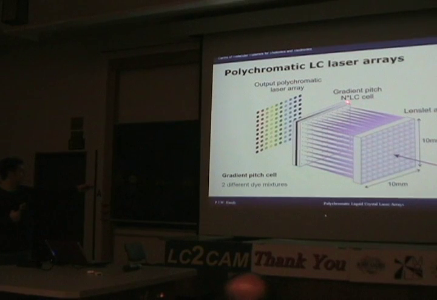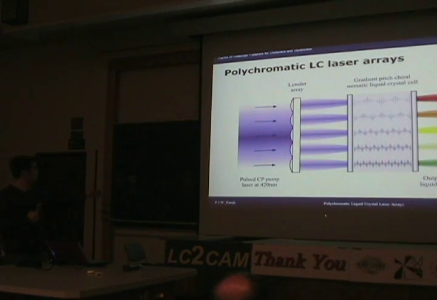That's one which has chiral pitch 1 on one side of the cell, chiral pitch 2 on the other side of the cell, and a gradient of the pitch across the cell. We would also need to introduce two different dye mixtures in here, the DCM system for the red laser and the coumarin dye, so that we have good emission over a broad range of spectral wavelengths.